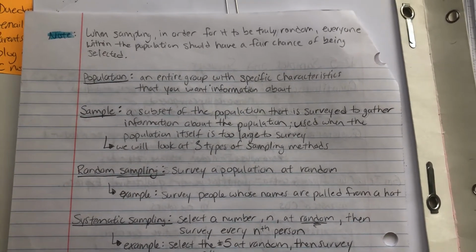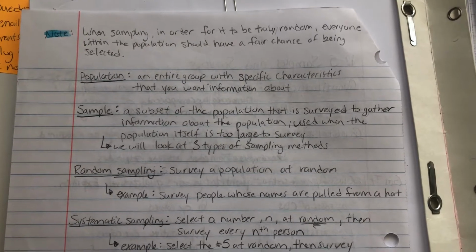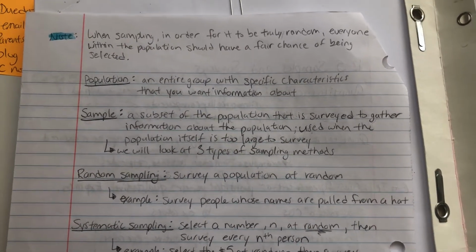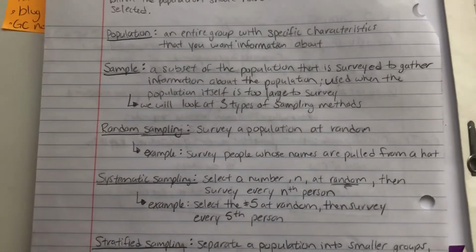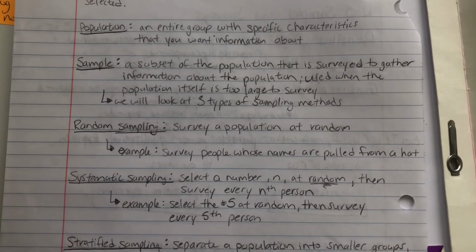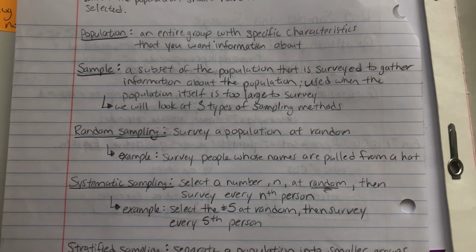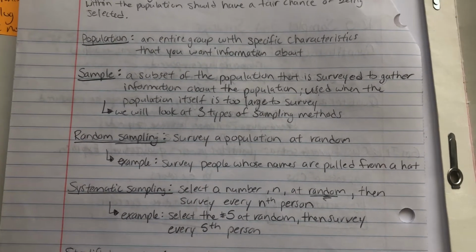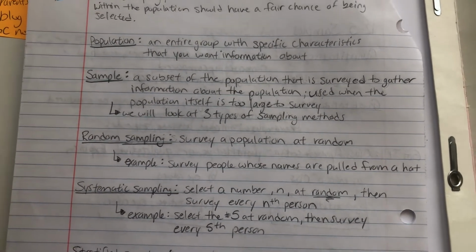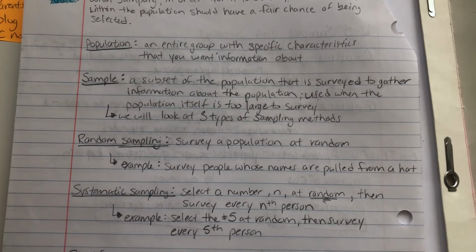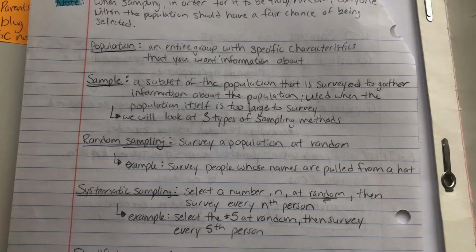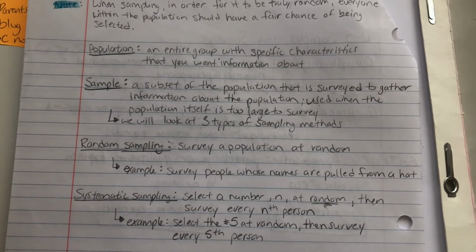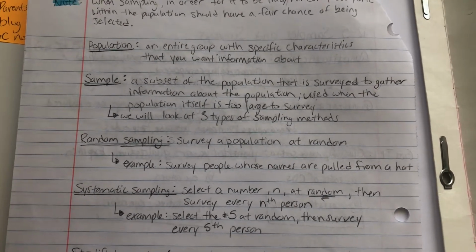The second big topic we talked about was bias, which is going to be the third video for this lesson. So I'm going to come back to that note after we do some definitions. Two definitions we did talk about last year, population and sample. If you remember, population is an entire group with a specific characteristic that you want information about. So for example, it could be all the middle school students in District 186 could be our population.